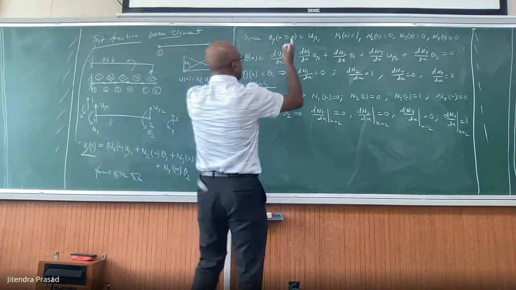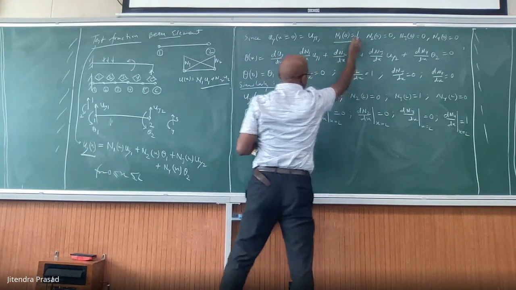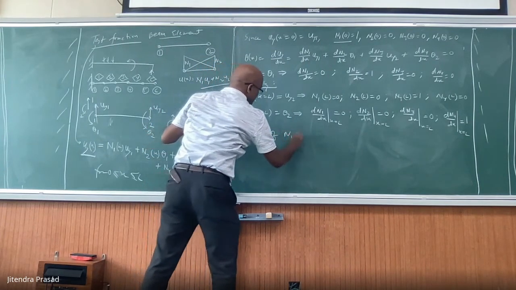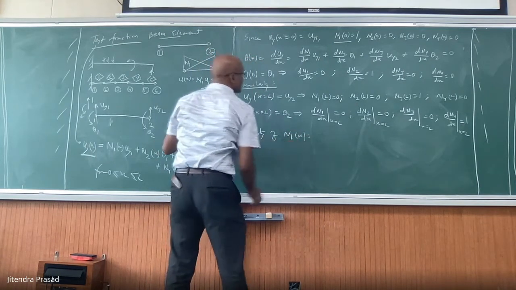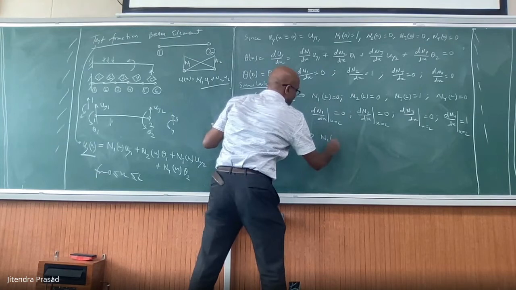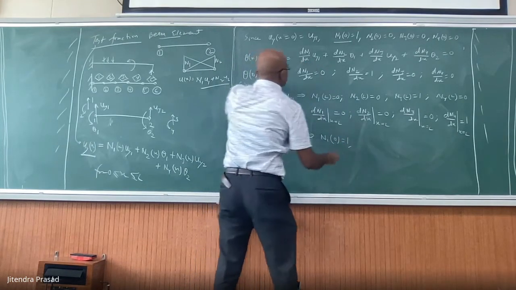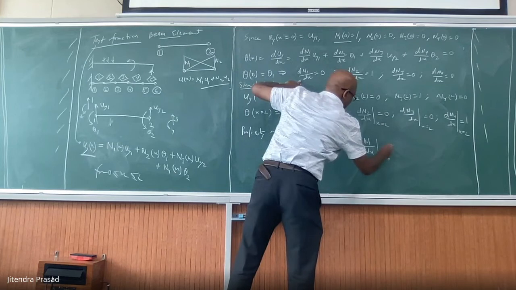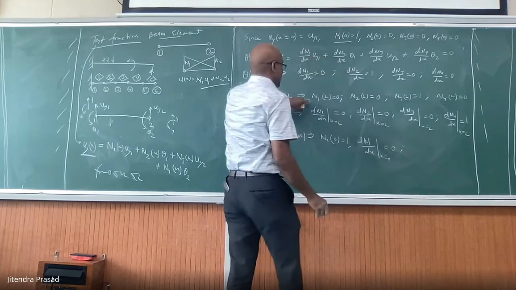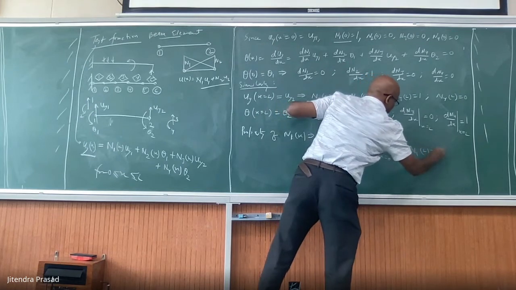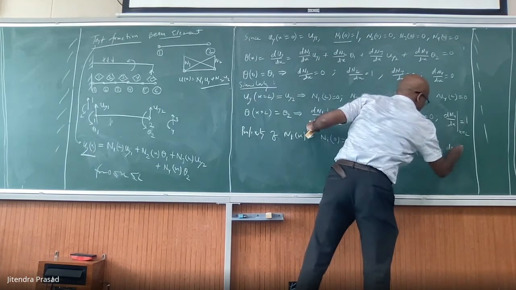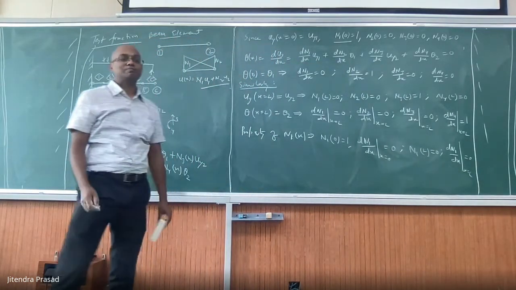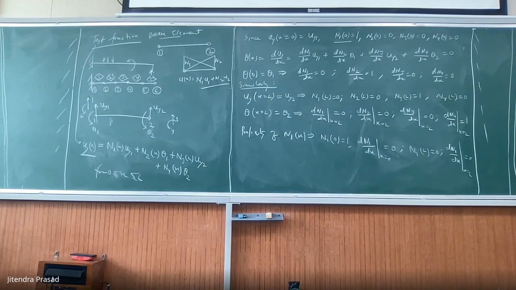So how do you find? You want to find out n1. So look at the property of n1x. And what is that? n1(0) is equal to 1, dn1 over dx at x equal to 0 is equal to 0, n1(L) is equal to 0, and dn1 over dx at x equal to L is 0.